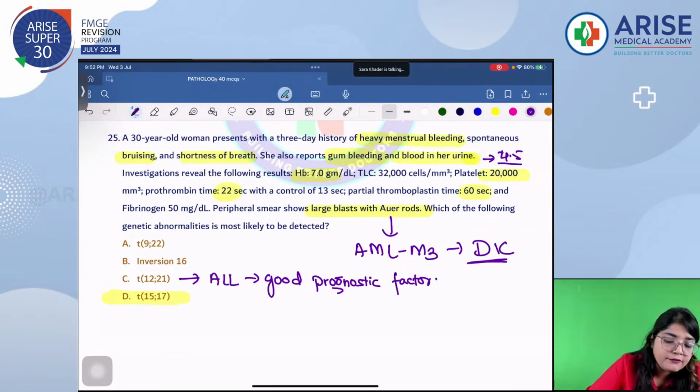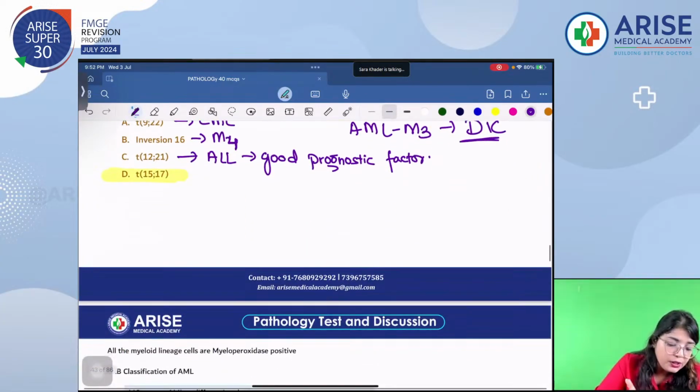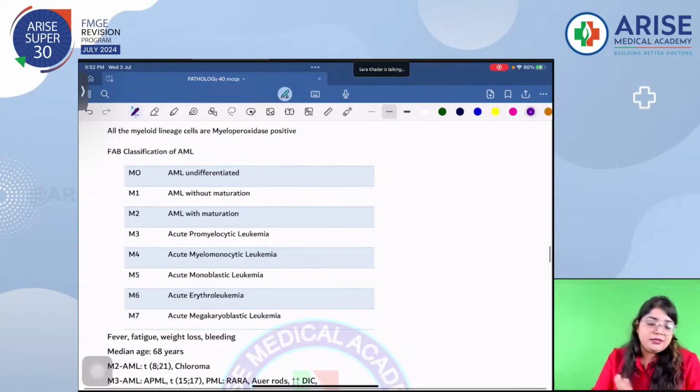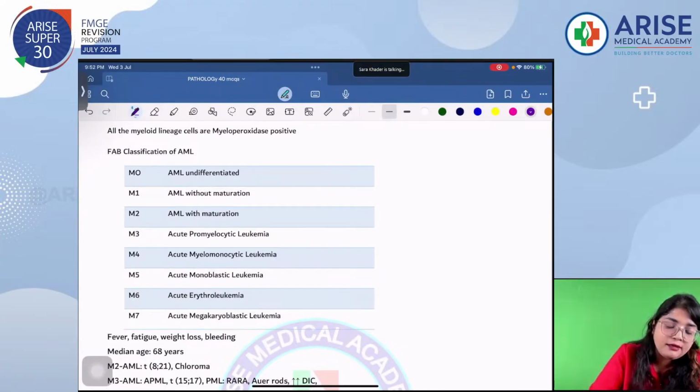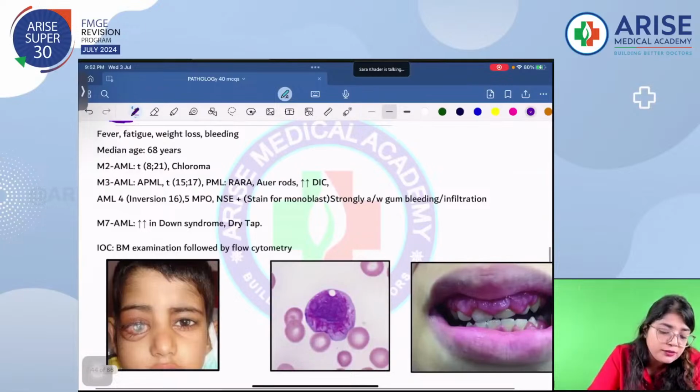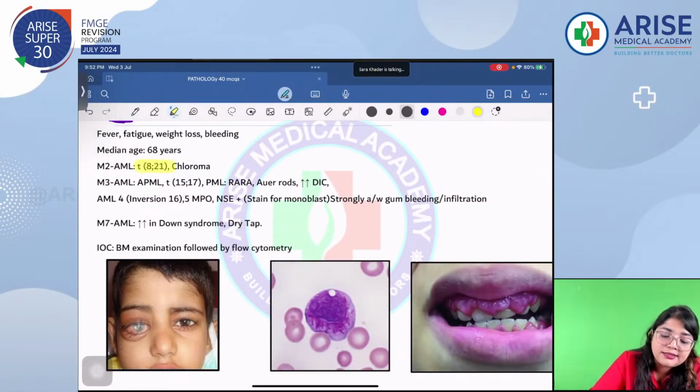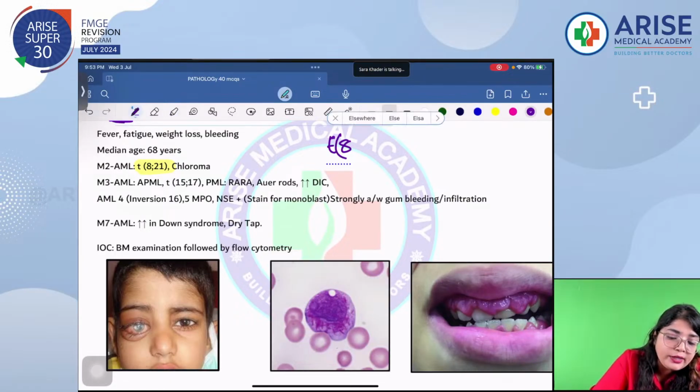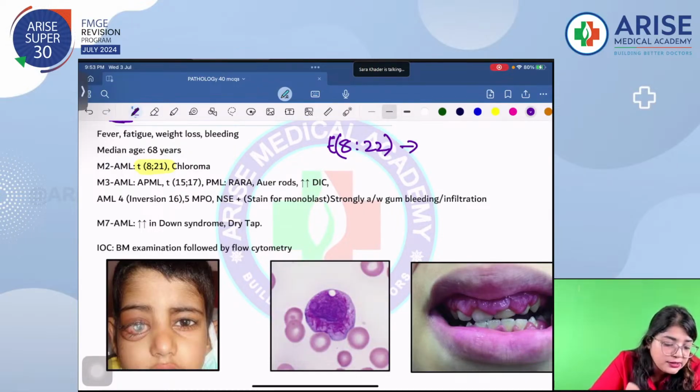What about your inversion 16? This is seen in AML M4. Okay, and translocation 9-22, this is seen in CML. Okay, so I hope you remember your AML is classified into so many other types, right? Because of the FAB classification, you have till M7, right? And out of this, the most important that you need to remember, M2 is the translocation of 8-21. Okay, 8-21. What about translocation 8-22? Can anybody tell me what is this translocation?